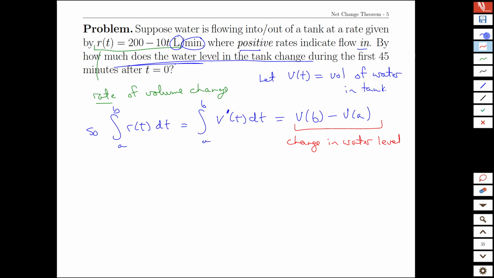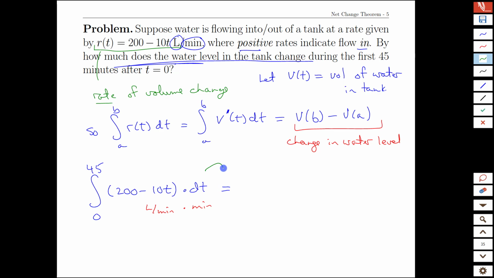Well, if that's what we want, we now know how to compute it. We're going to integrate the rate we were just given, 200 minus 10t, times the units of time. Again, checking our units, this would be liters per minute, and this would be in minutes, and so we're going to get liters back out. It makes sense for a change in volume. And we're going to integrate over 45 minutes after t equals 0, so from time 0 to time 45.